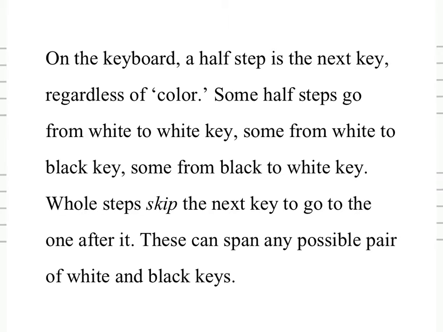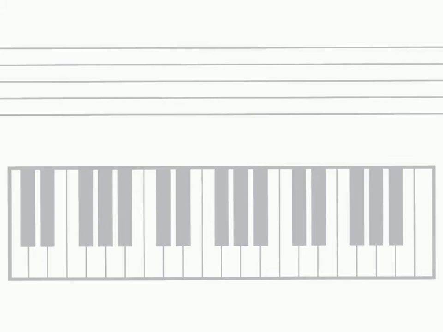On the keyboard, a half step is the next key regardless of color. Some half steps go from white key to white key, some from white to black, and some from black to white. Whole steps skip the next key to go to the one after it. These can span any possible pair of white and black keys. Let's look at a keyboard and see what we're talking about.